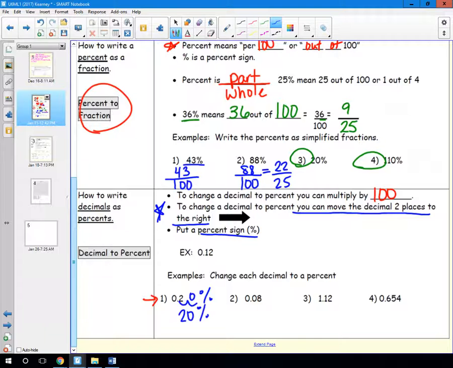Okay? The next one, I'm at 1.08. I need to move it to a percentage. So I'm going to go towards the percent sign: 1, 2, add my percent sign, and that's 8%. Okay? So now you can either pause the video or come back and try problems 3 and 4.